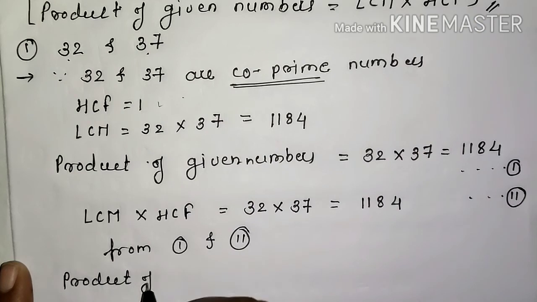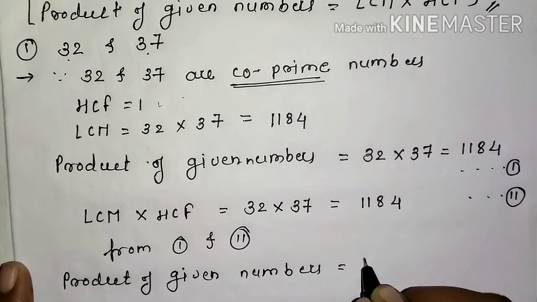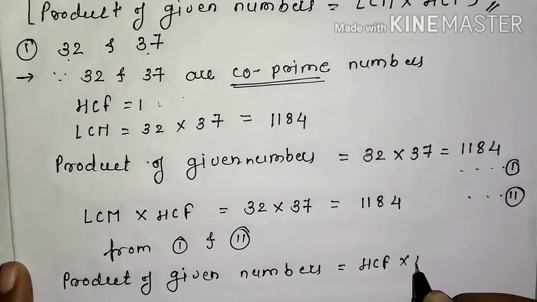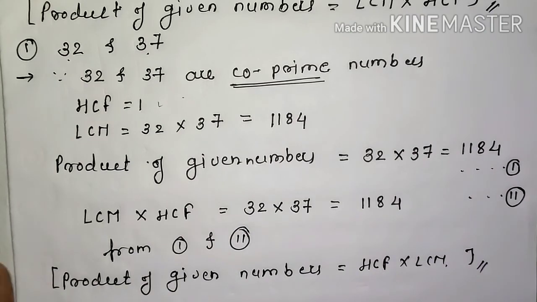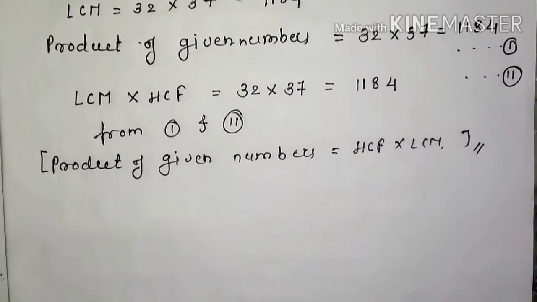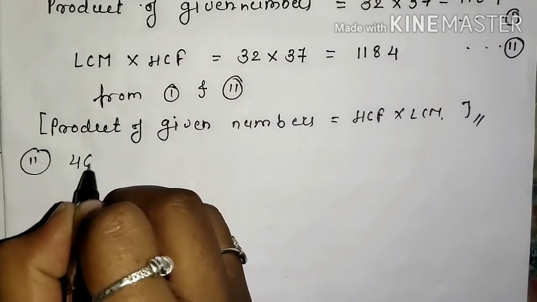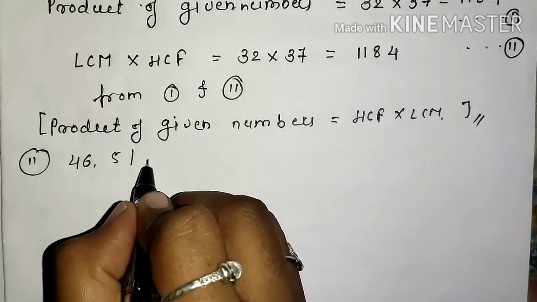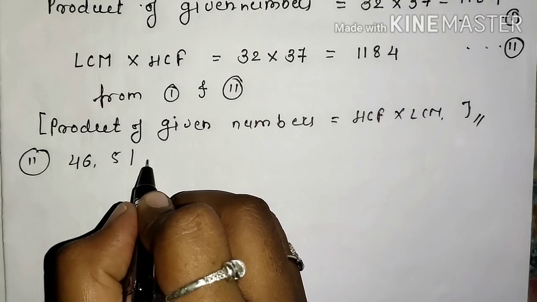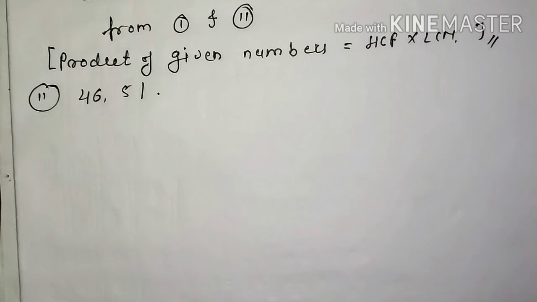product of given numbers is equal to HCF into LCM, and hence property verified. Okay, now let us take another example, that is the second one, 46 and 51. Again, 46 and 51 are co-prime numbers, so we have to do the same as above.